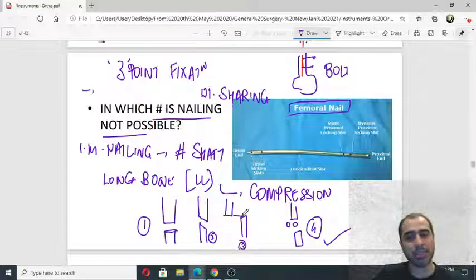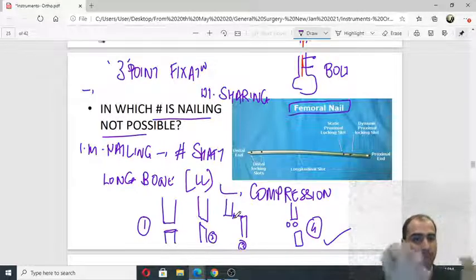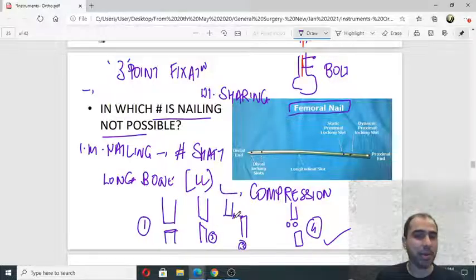So however displaced it is, first I am going to bring it in place, align it. In ortho, first bring it in place, then put the nail. Multiple fragmented fractures, can't put a nail.